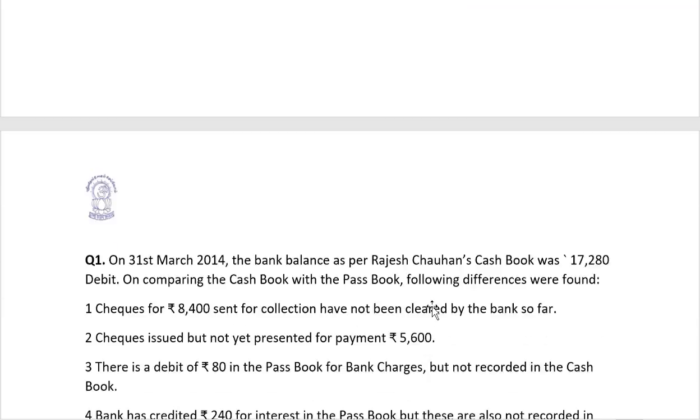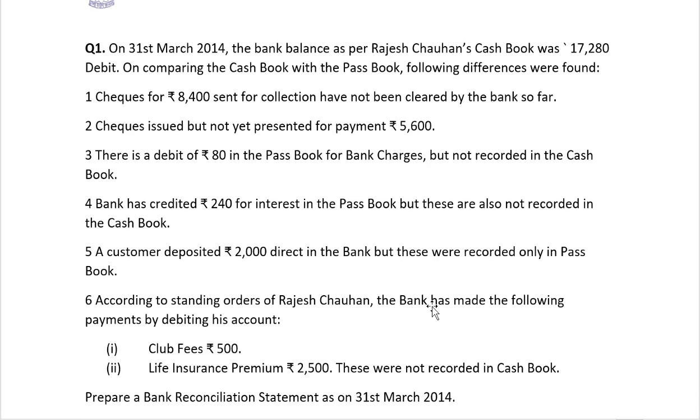Let us continue. Let's see this question number 1. On 31st March 2014, the bank balance as per Rajesh Chauhan cash book was rupees 17,280. This is the balance as per cash book, debit balance. On comparing the cash book with the passbook, the following differences were found.